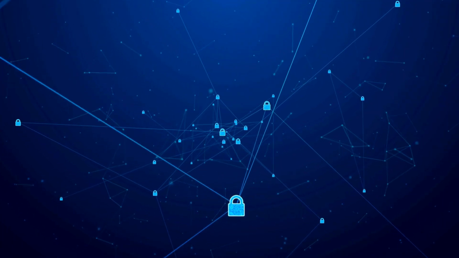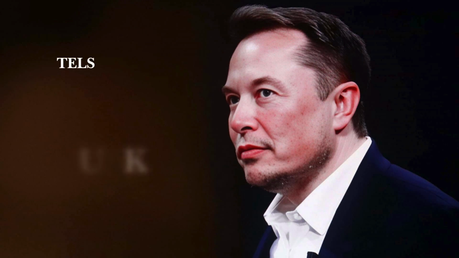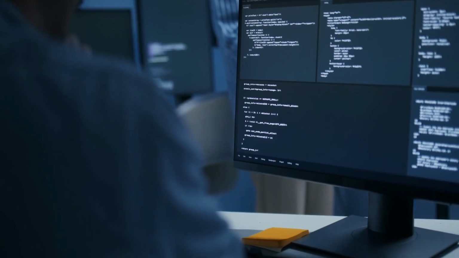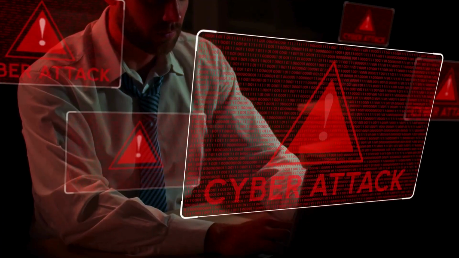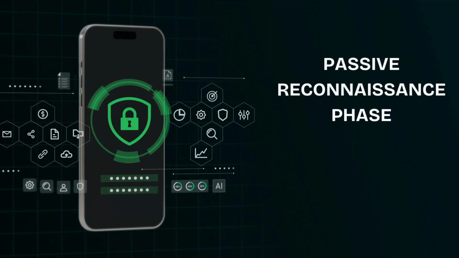Team, today I'm going to walk you through our cyber operations analysis of Tesla, OSINT, and its CEO, Elon Musk. Using open source intelligence and tools like Maltego, I gathered publicly available information to better understand the company's digital footprint and possible security risks. Right now, we're in the passive reconnaissance phase.